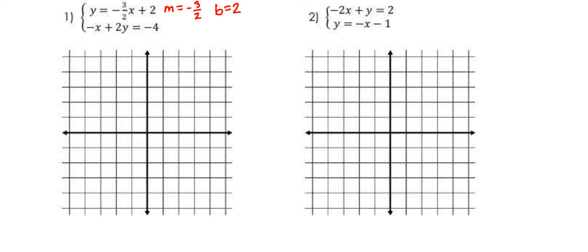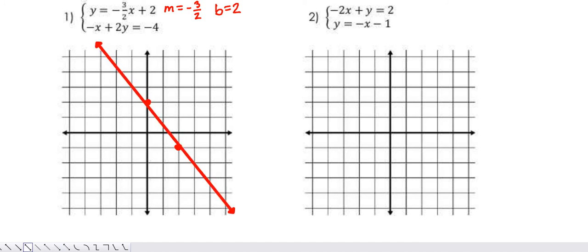When we graph that, remember we start with our b, so I'm going to go up 2 on the y-axis. Now I'm going to do my rise over run for my slope. The negative can either go to the 3 or the 2. I'm going to make it go to the 3. So I'm going to rise, or I guess fall, 3: 1, 2, 3, and then run 2 to the right. So I end up over here. I went down 3 and right 2. Now I'm going to connect those with my fancy ruler that I have.